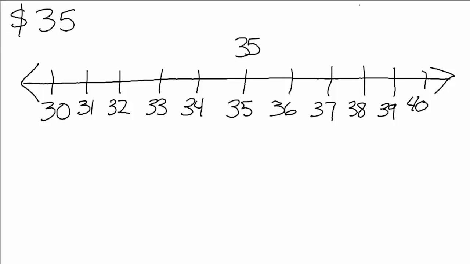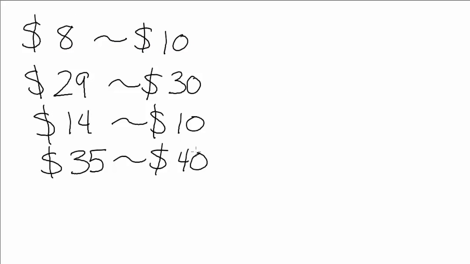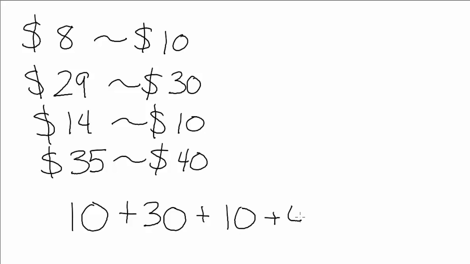Okay. Our final gift costs $35. We can see on our number line that 35 lies exactly between the benchmark numbers of 30 and 40. Therefore, we will round 35 up to 40. So the rounded costs of each gift are $10, $30, $10, and $40, for a total of about $90.